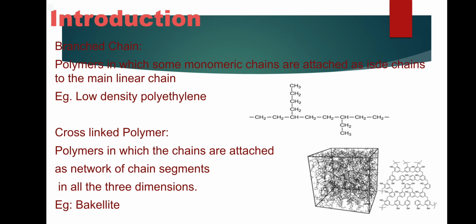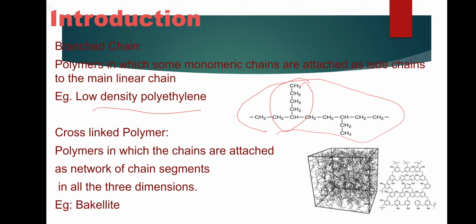Then a branched chain means it will have short branches. Okay, what is a branch? If you take a branch of a tree, there is a small growth on it. That is what a branch is. So in this case, a polymer in which some monomeric chains are attached as side chains is what is known as a branched chain. See in this diagram you can see. So that is what is the branched one.